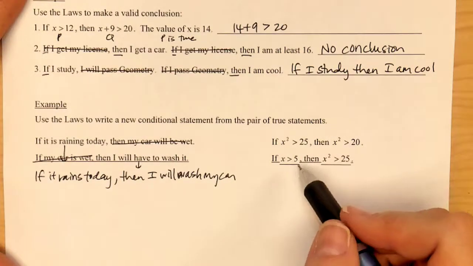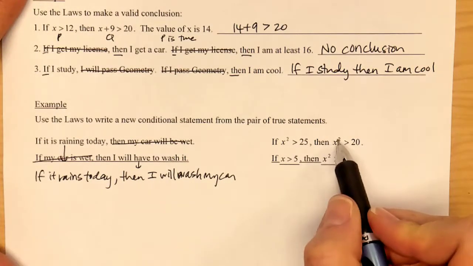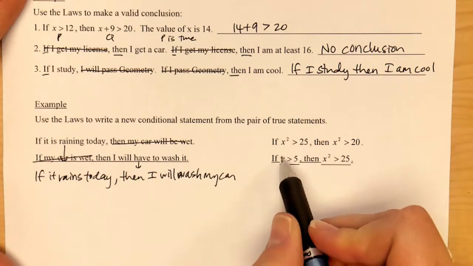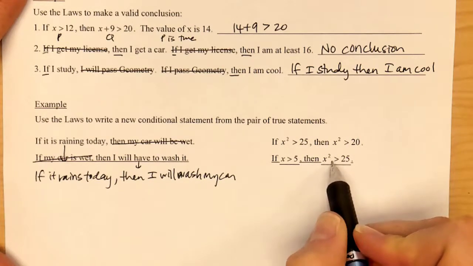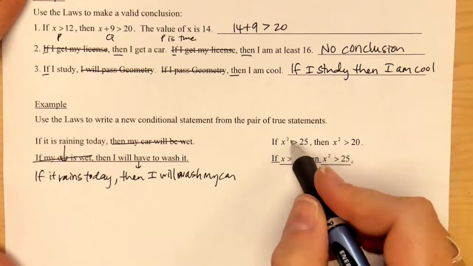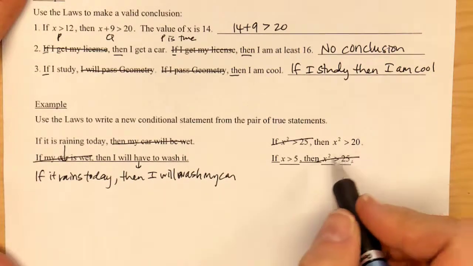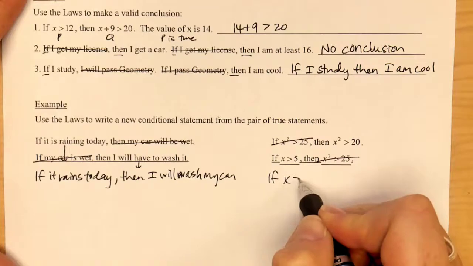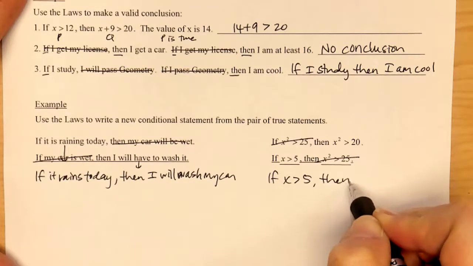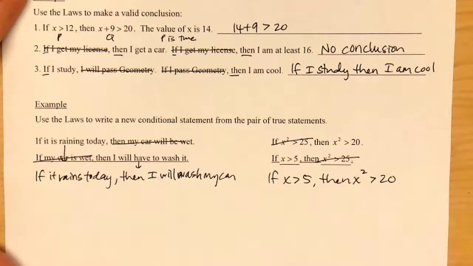One with a little bit of math in it. If x squared is greater than 25, then x squared is greater than 20. If x is greater than 5, then x squared is greater than 25. So I do see some overlap, some repeated information. I am left with an if and a then. So that is my conclusion.